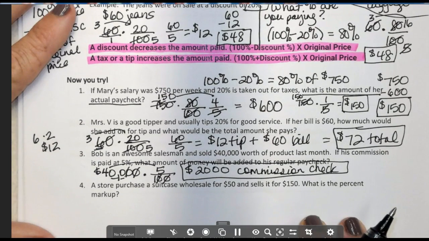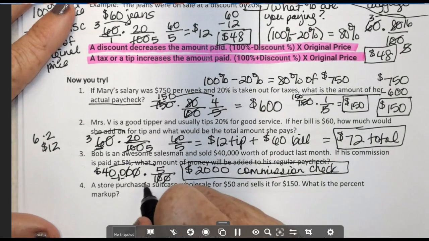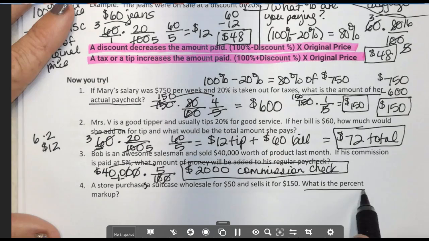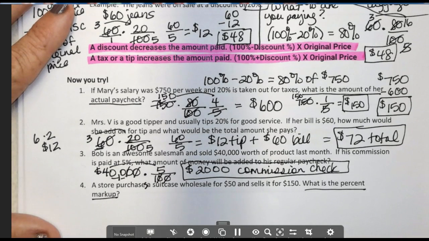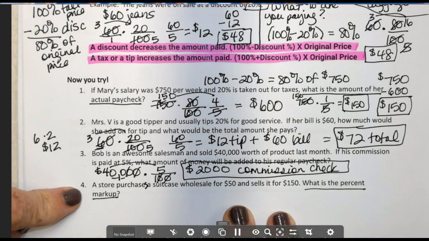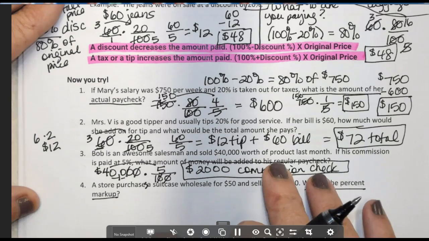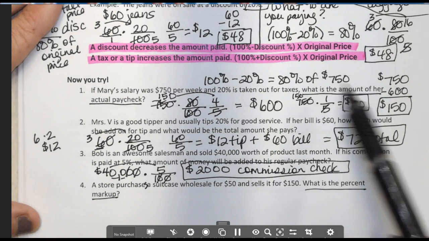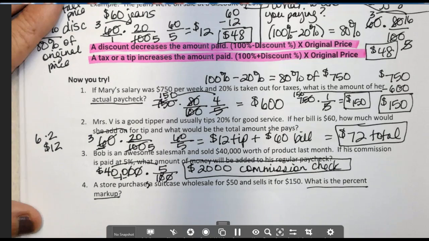Okay, a store purchases a suitcase wholesale for $50 and sells it for $150. What is the percent markup? So I want you to think about what we did in the last section as far as percent increase and decrease, because they are related right here. All of this, they're related. Okay? And I can turn any of these problems around into a percent increase and decrease and ask you to figure out the percent. So we'll do those too.